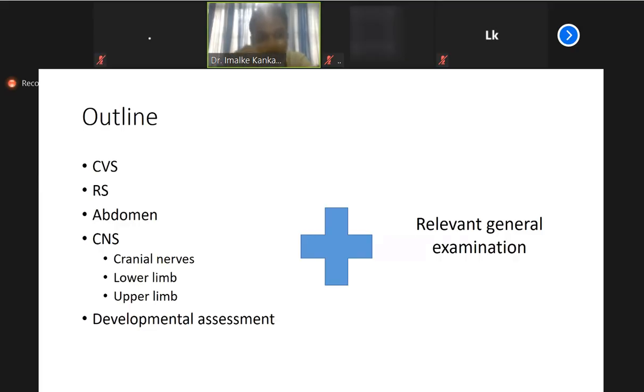Today, I'll be discussing CVS, RS, and abdomen. On another day before your exam, I will do the rest, because it's a bit difficult to prepare a slide presentation for this kind of lecture, as everything is based on physical signs and how to present. I don't know what's the best way of discussing this kind of thing, but I will try and you can give your comments at the end.